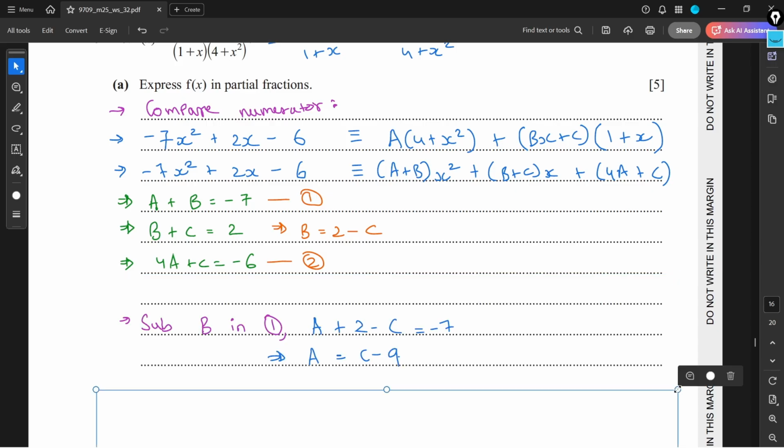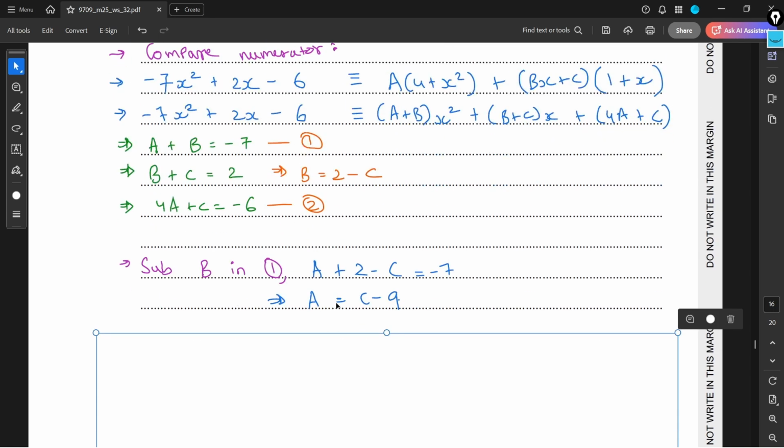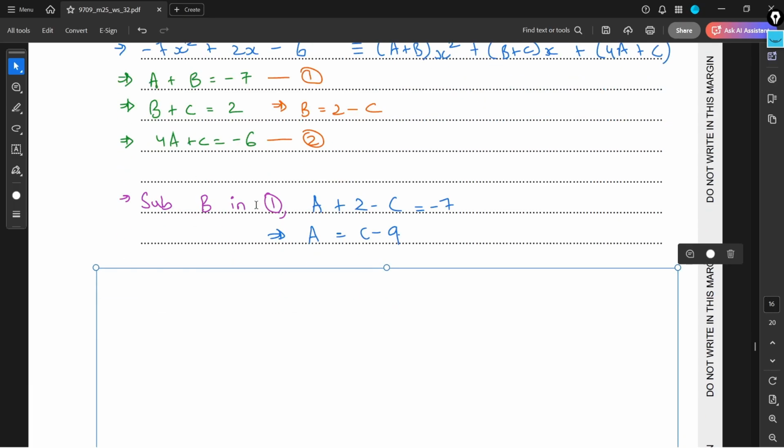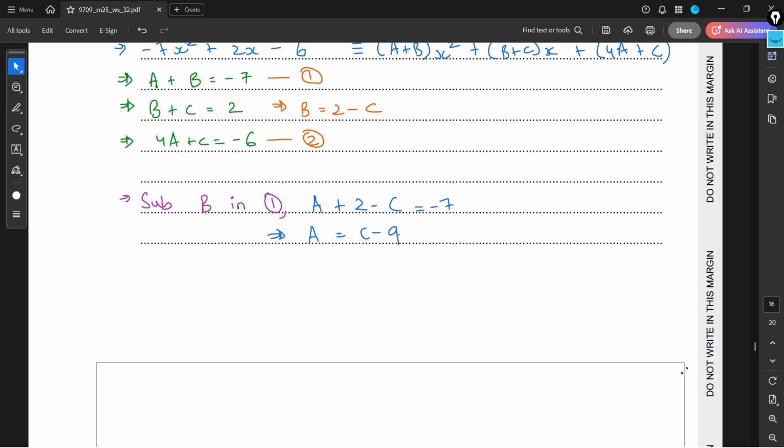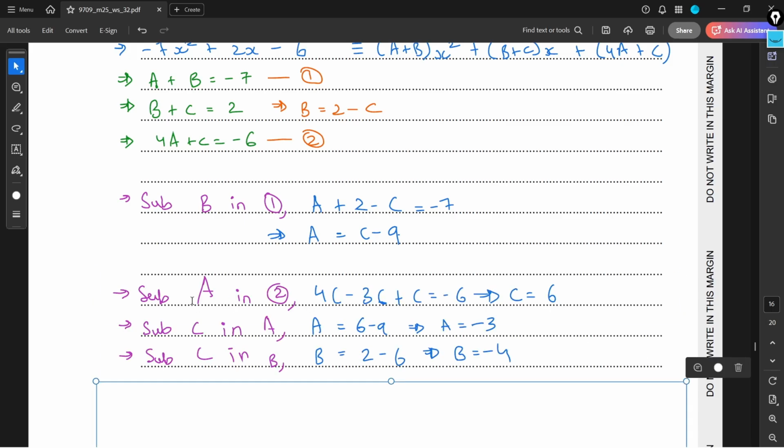That's the whole idea. So after substituting this b in equation 1, I'm going to get a equals c minus 9. And now I'm going to substitute this a in this equation and I'm going to solve for c. So first of all, by substituting this a in this equation, I got the value of c as 6. Once I have the value of c, I'm going to substitute that in the equation of a to get the value of a.